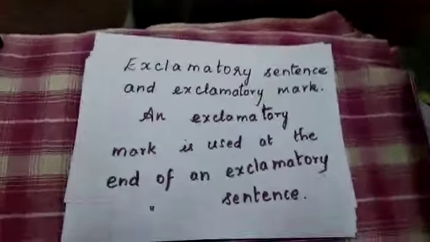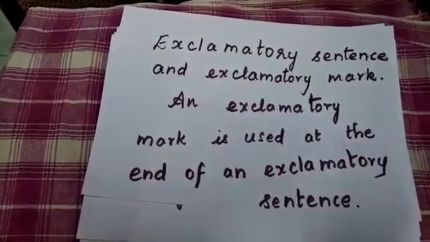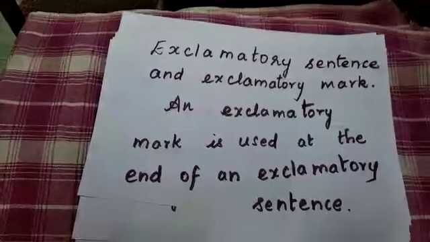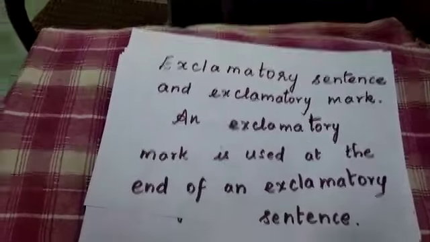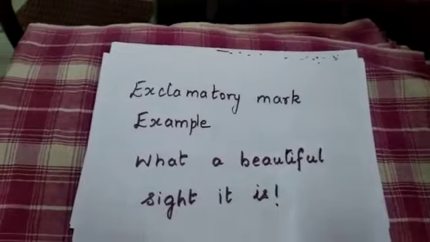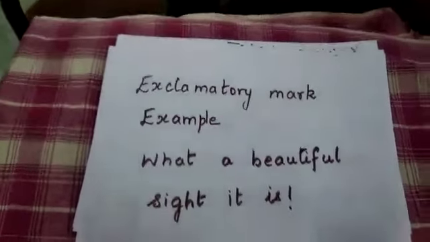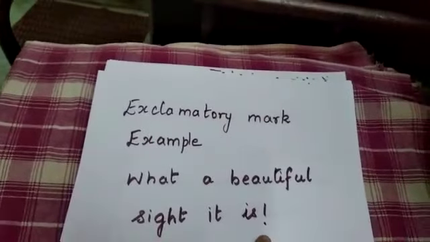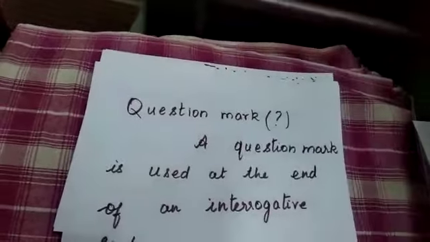Now exclamatory sentences and exclamation marks. An exclamation mark is used at the end of an exclamatory sentence. Now we'll see an example. What a beautiful sight it is! You are expressing your view about the sight. So it is ending with an exclamation mark. You can easily identify the sentence as an exclamatory sentence.